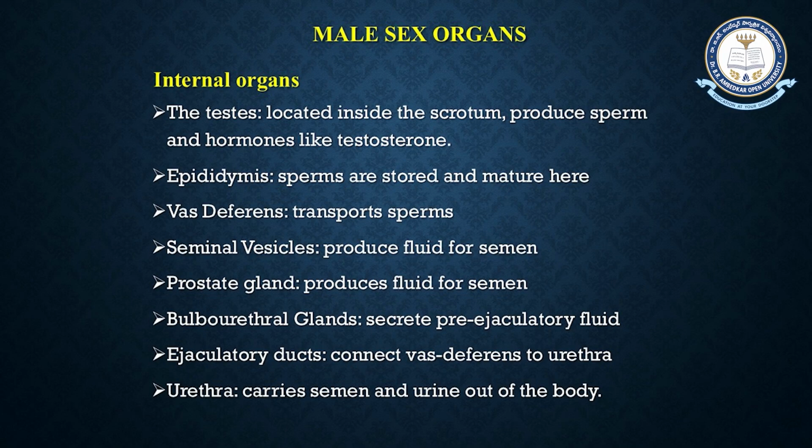The vas deferens acts as a transport system and transports the sperms. Seminal vesicles, prostate glands, and bulbourethral glands. These are the glands which secrete protein-rich fluid for the formation of semen, in which the sperms swim. Then comes the ejaculatory ducts, which connect the vas deferens to the urethra.